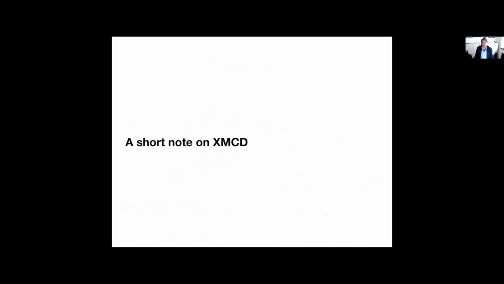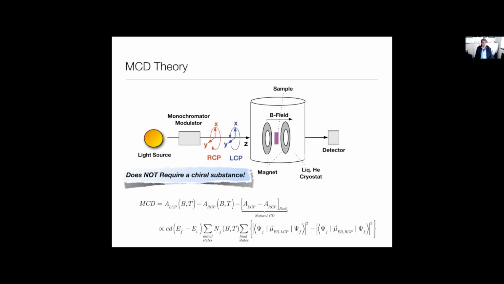Now I want to treat two more subjects that are even more advanced, and the first one is XMCD. I wanted to add a short note on XMCD. So MCD in the X-ray regime works pretty much exactly like in the visible regime, which is how I was brought up in MCD spectroscopy in the UV and visible region. But the principles are the same, with the one exception that somehow the XMCD community uses the exact opposite convention from the visible MCD community.